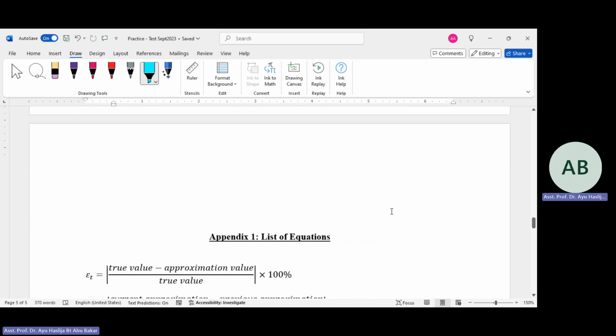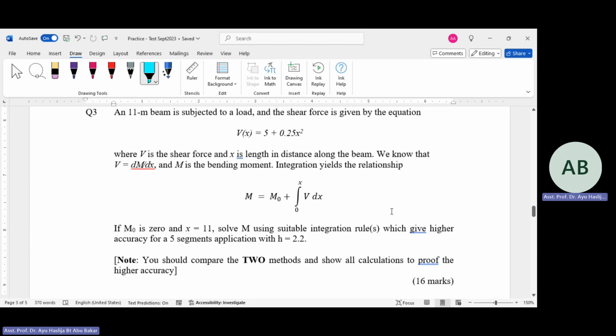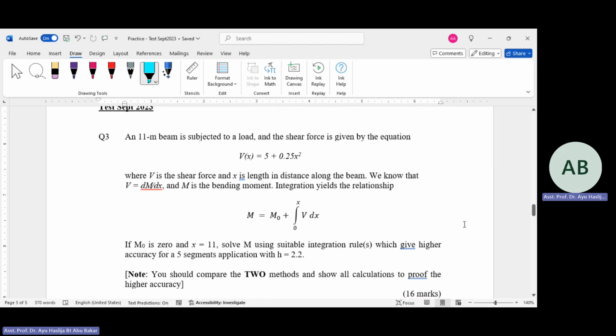Okay, for those who have done, try this. This is September 2023. You try first, later after the rest complete, then it's done.